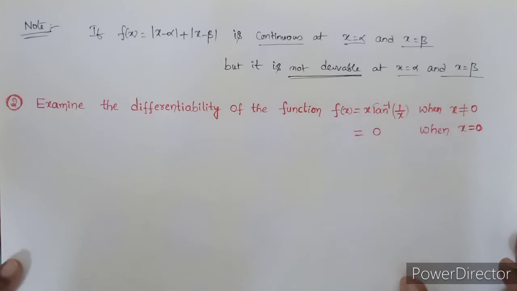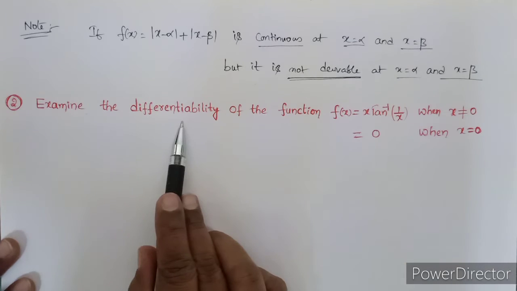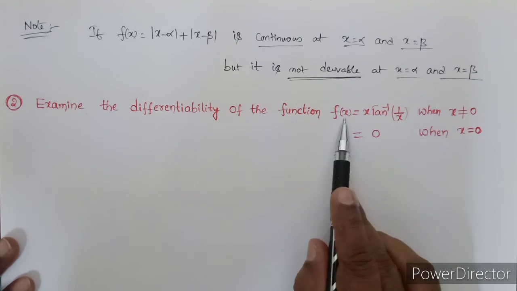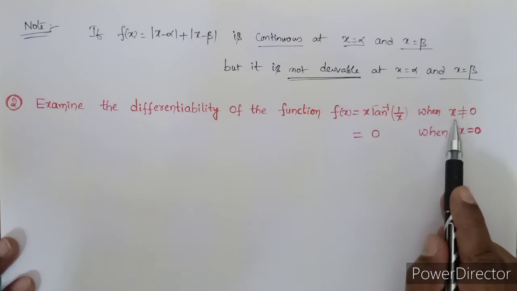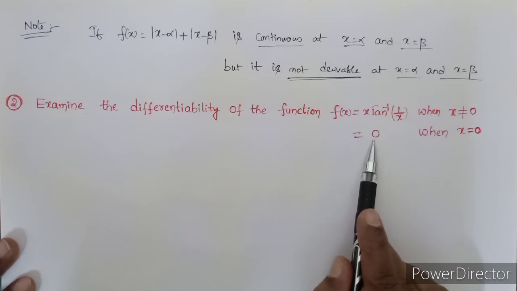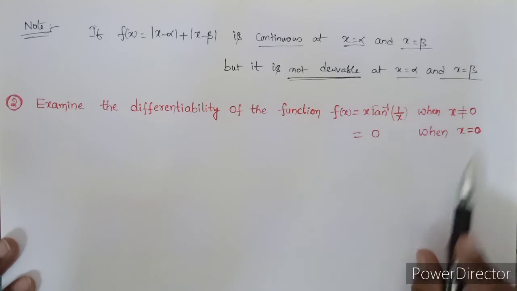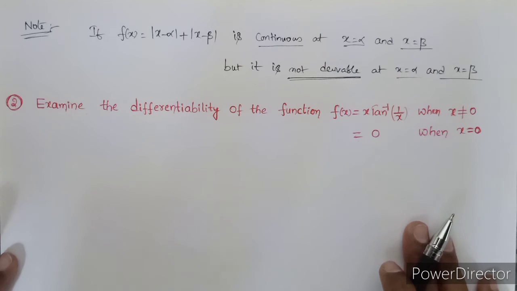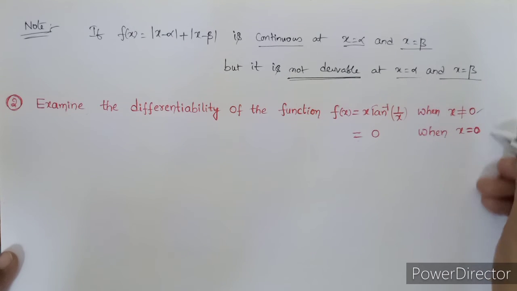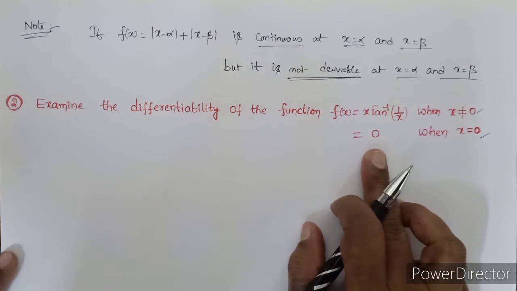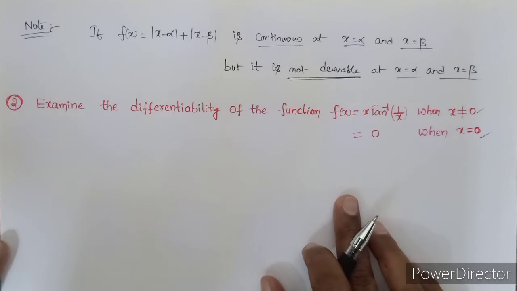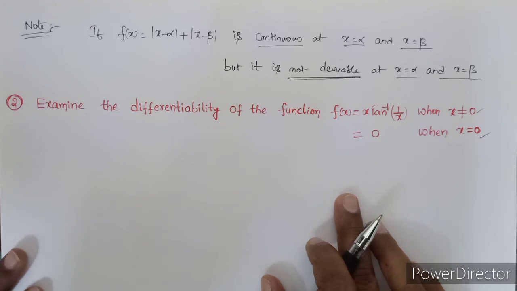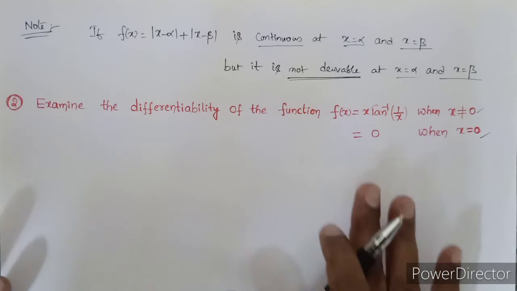Now we will discuss one more question. Examine the differentiability of the function f of x equal to x into tan inverse of 1 by x when x is not equal to 0, and f of x equal to 0 when x is equal to 0. Now we check whether this function is differentiable or not at x is equal to 0. Obviously this function is continuous. We have seen in the chapter continuity. I will provide the links in the description box so you can go through the links and check whether this is continuous or not. Obviously this is a continuous function.